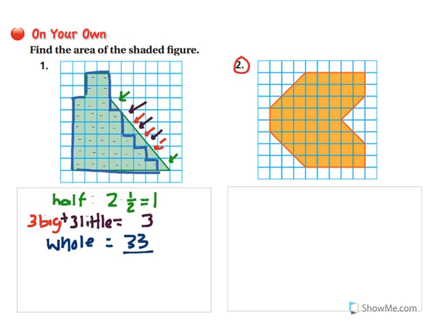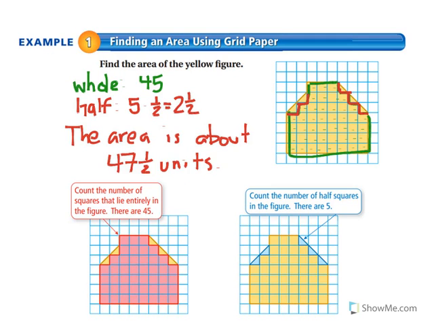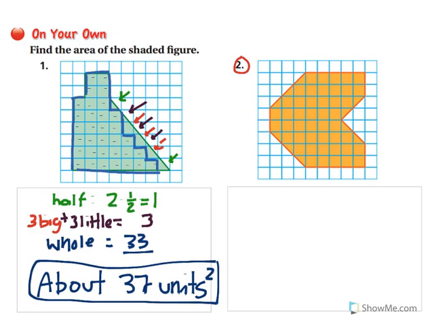So if I add 33, 3, and 1, I end up getting about 37 units, and I forgot to do that earlier, squared. About 37 units squared. These are square units, so I forgot to do that here, so this should be units squared, right? Or square units. Okay, so I hope that helps you understand. It's a little confusing, but hopefully that helps you a little bit.